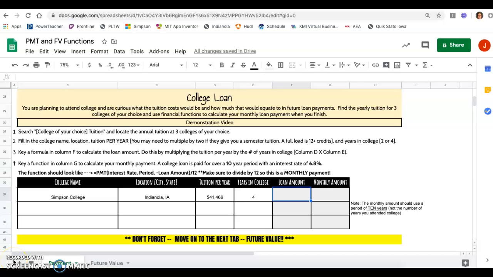Okay, we are on to the last section of the first tab of this document, where we are going to find the loan payments for a college loan. So we've done a car, which is typically a 5-year loan. We've done a house, which is typically a 30-year loan. And then finally, we're going to do a college loan, which is usually 10 years.